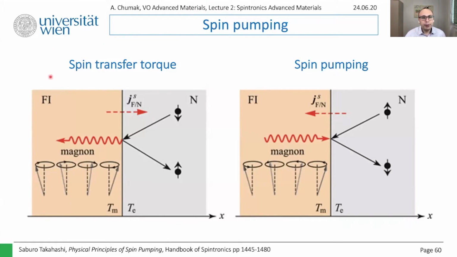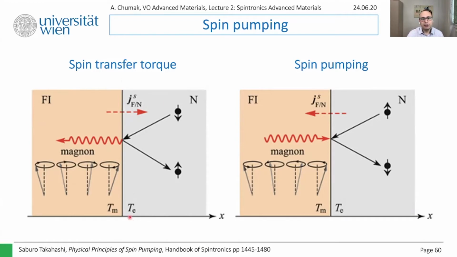So here you see the picture of spin transfer torque. Imagine such a system where the only difference is that the ferromagnetic metal is now replaced with a ferromagnetic insulator. There is no real physical difference between an insulator and a metal here, but I just took this picture from a book chapter where it's described for insulators. Maybe it's a bit easier to explain the idea.